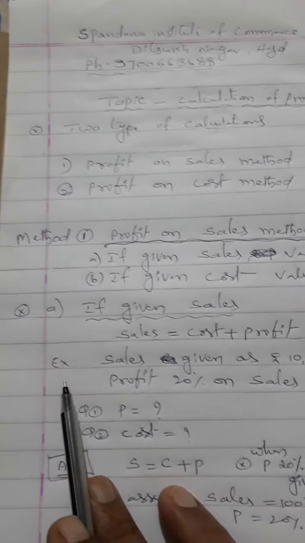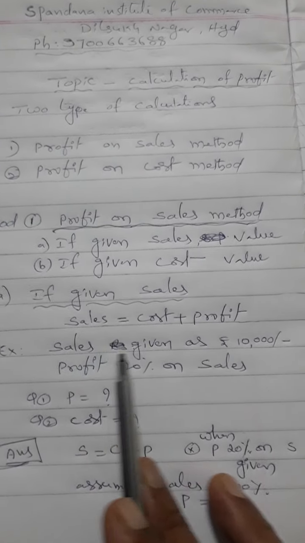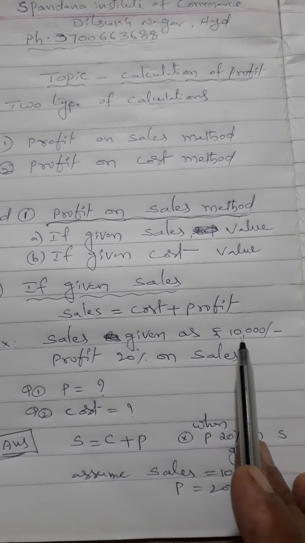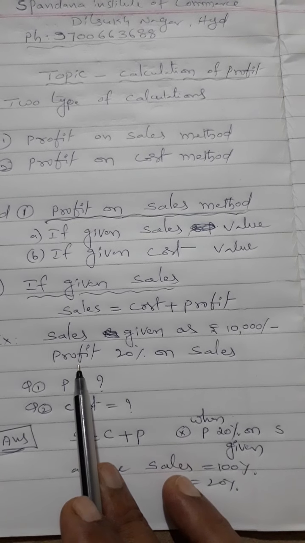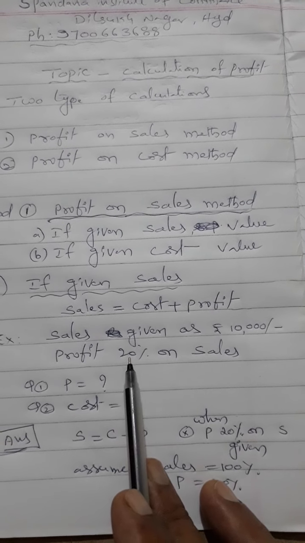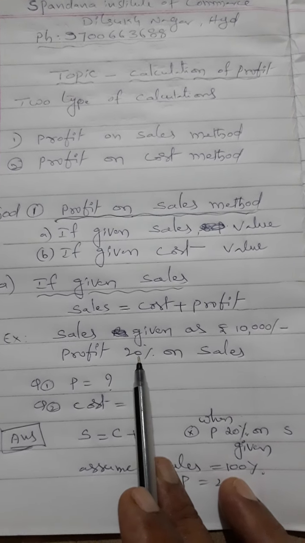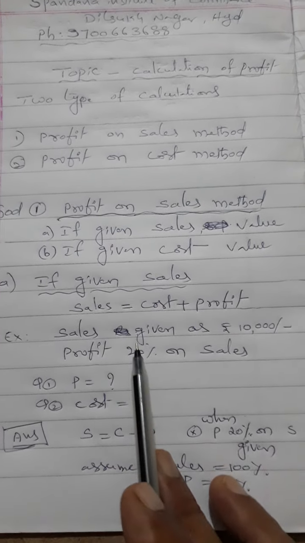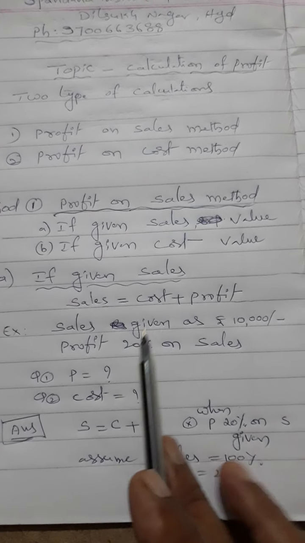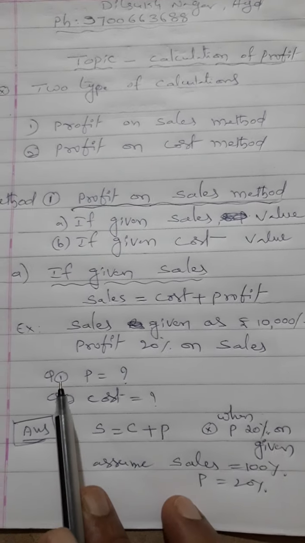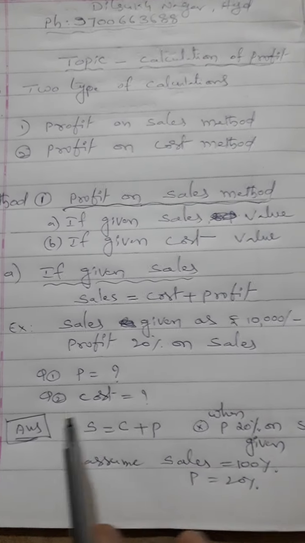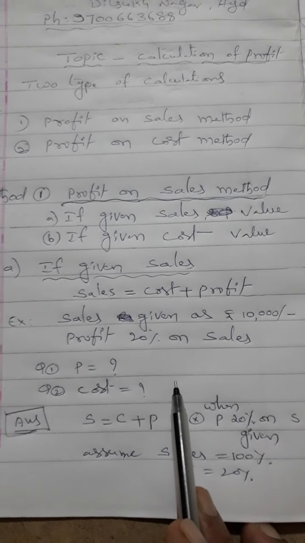First, I am taking one example: sales given as rupees 10,000. Also given in the question, profit 20% on sales, meaning 20% profit on sales is given. How should we calculate the profit amount and the cost amount, that is what I am asking. Question number 1, profit is equal to how much? Question number 2, cost is equal to how much?